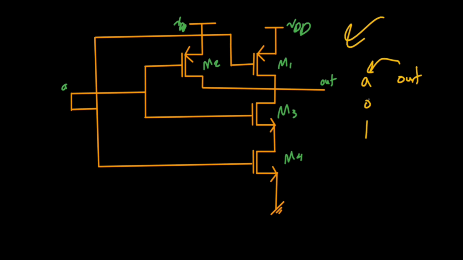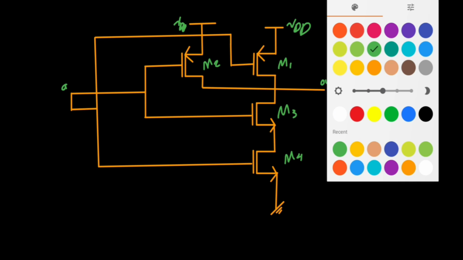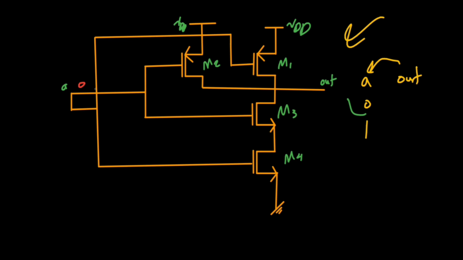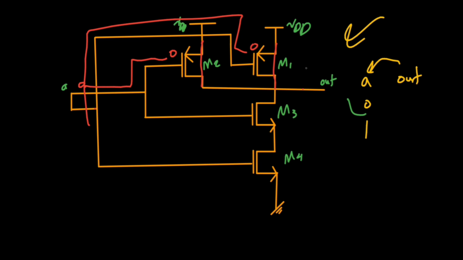So first, let's see what would happen to out if A is equal to 0. If you have 0 here, let me change the color. If you have 0 here, this 0 goes to the M2, and also it is connected to this gate. This is also equal to 0. 0 causes the PMOS to be turned on, therefore out would be connected to VDD. Both this VDD would come to the out wire, and out would be equal to VDD, or 1. So when A is equal to 0, out is equal to 1.